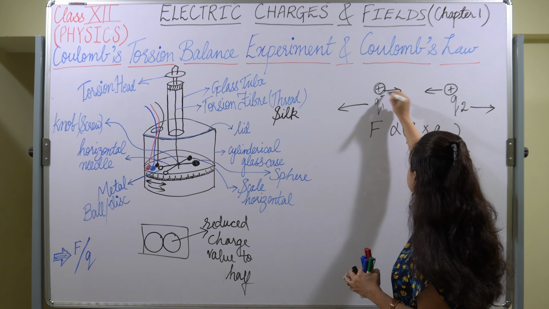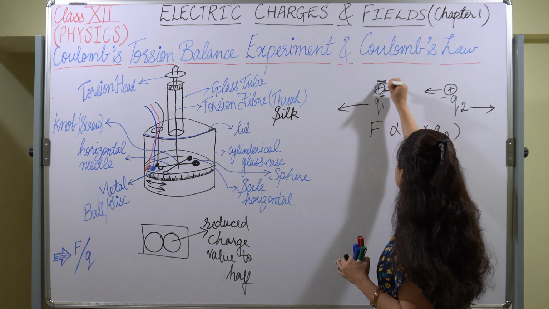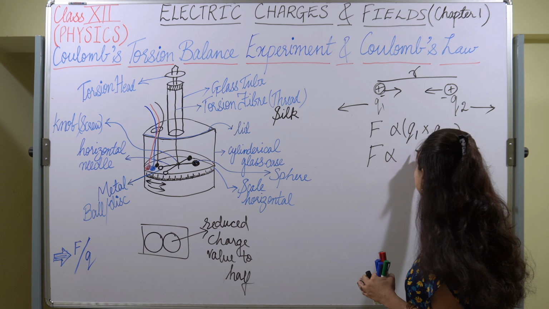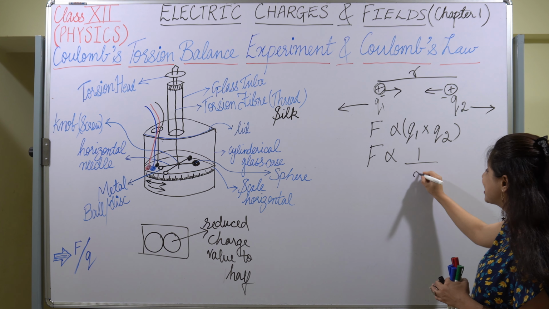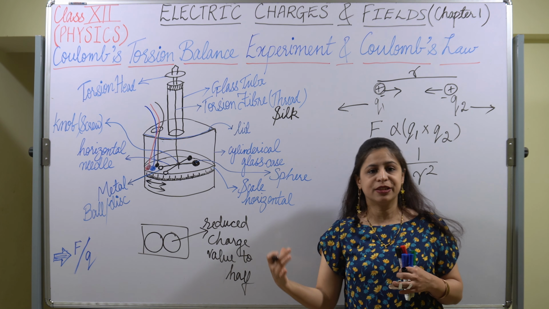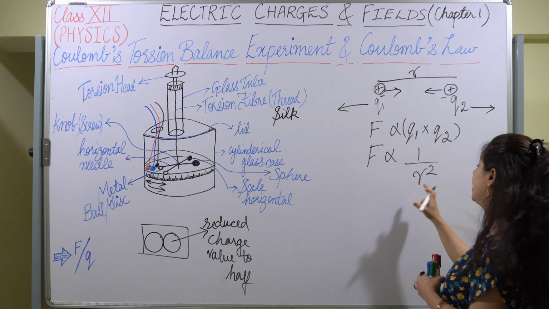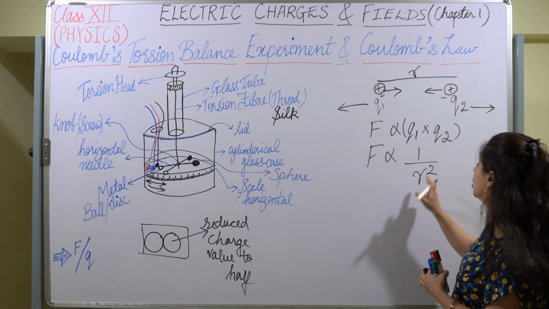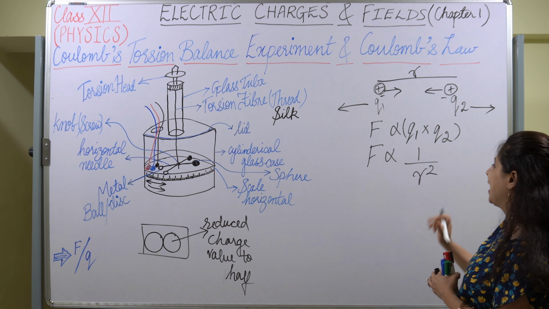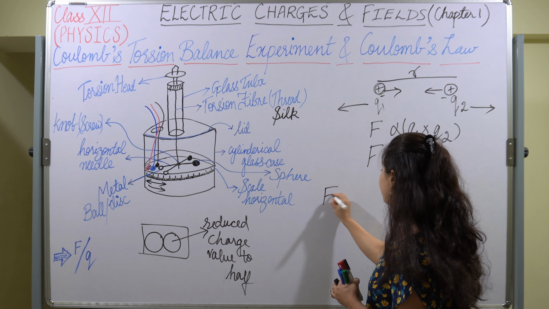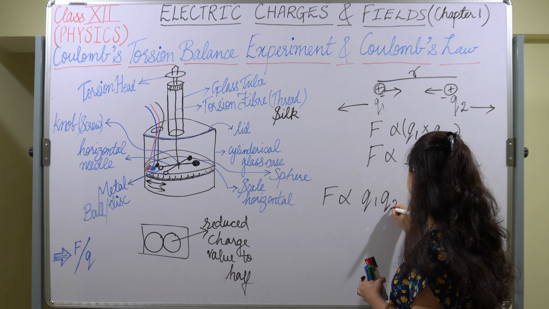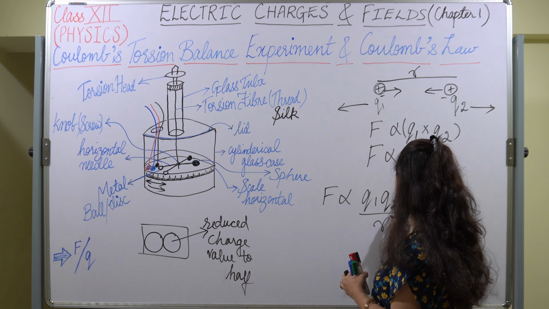It can be any charge, and the force would be inversely proportional to the distance between them. Let the distance between them be r. It would be inversely proportional to the square of the distance between them. So combining these two, F will be directly proportional to Q1 Q2 upon r square.